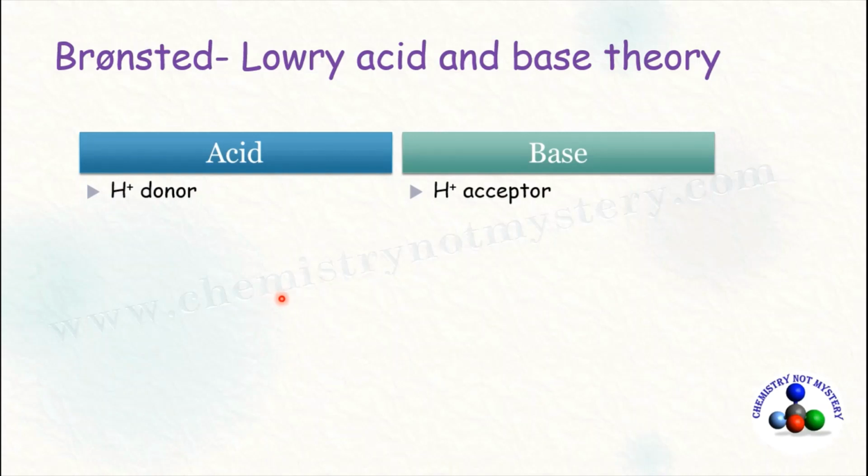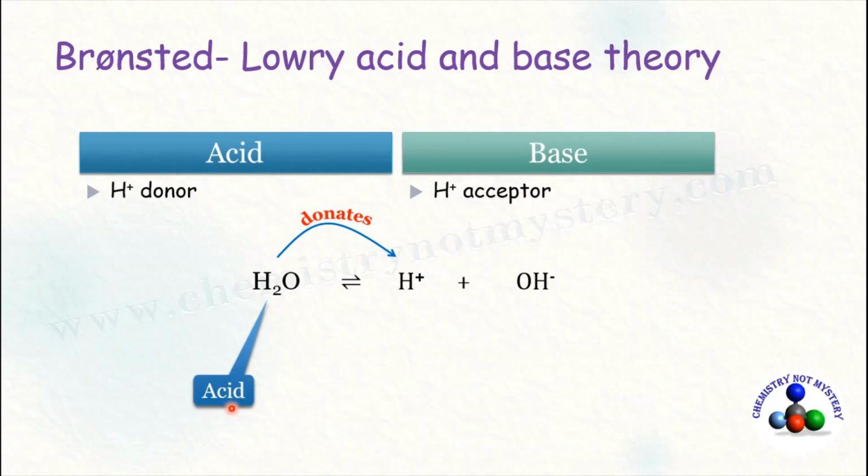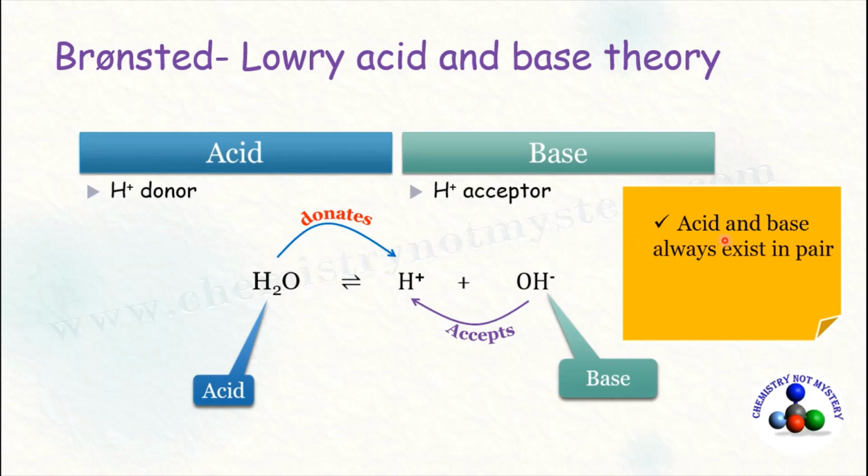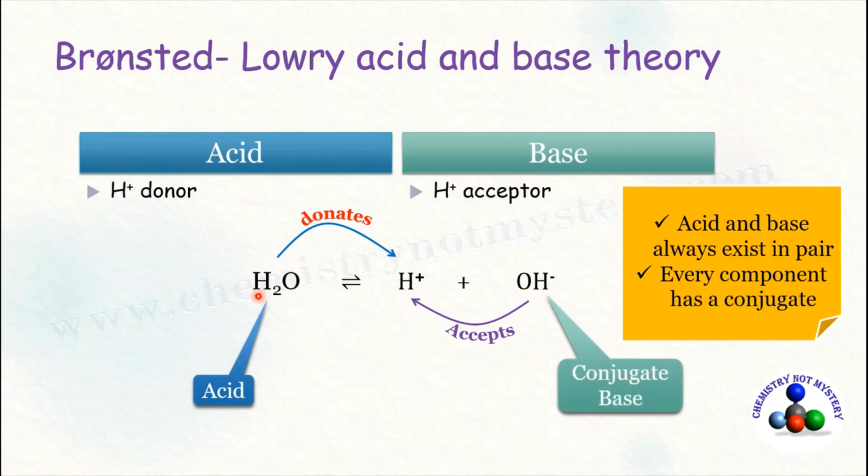Now come to another example, water. When it dissociates, it gives H plus ion and OH negative ion. As water donates H plus ion, water will become an acid as per the Bronsted Lowry acid-base theory. And here OH negative accepts H plus ion. That's why it will become a base. So we have observed here acid and base always exist in a pair. Every component has a conjugate. In this example, water is an acid and OH negative is a base formed by H2O. So OH negative is a conjugate base of water acid.